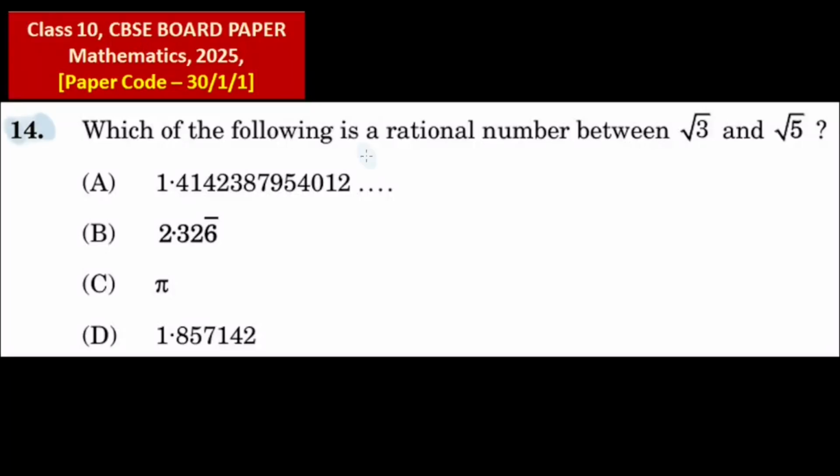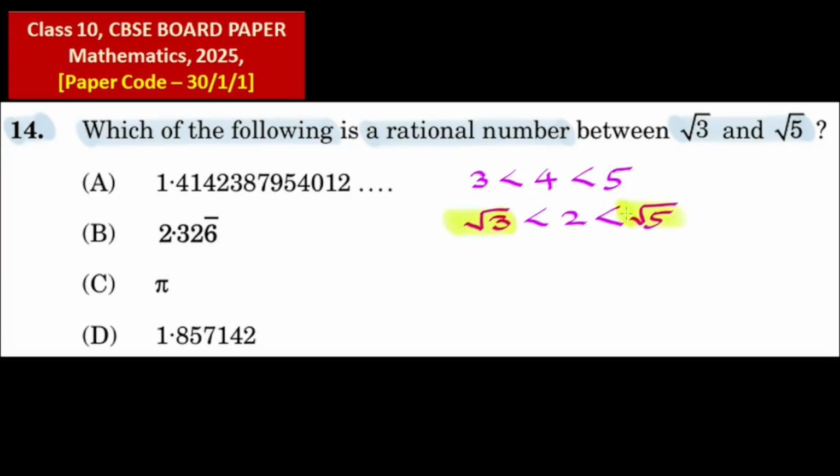Question 14. We have to decide which of the following is a rational number between root 3 and root 5. We will start arguing like this. 3 is less than 4 is less than 5. Taking square roots, root 3 is less than 2 is less than root 5. So the number which is a rational number and lies between root 3 and root 5 will be closest to this 2.